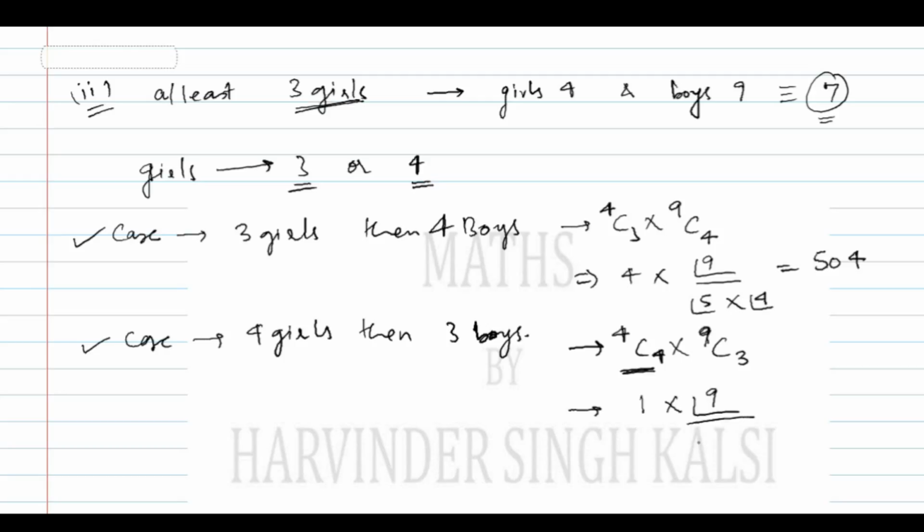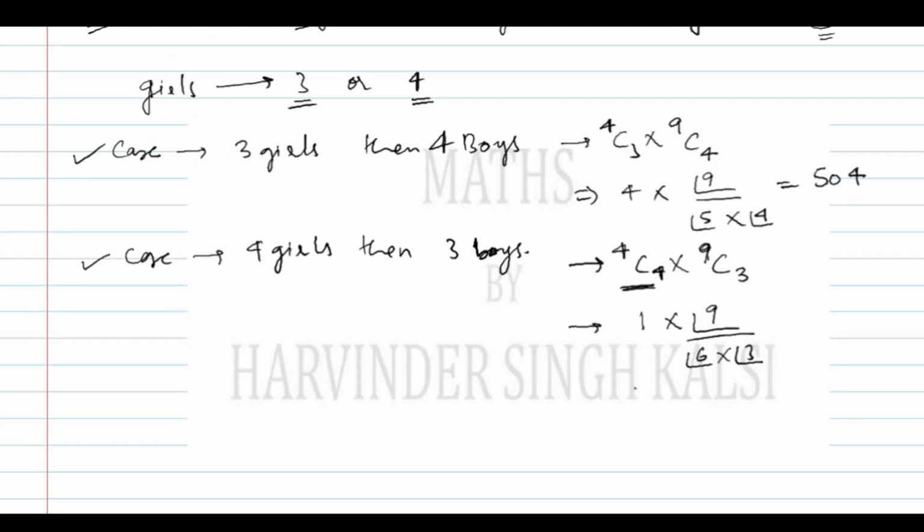9C3 is equal to 9 factorial upon 6 factorial into 3 factorial. So this would be equal to 9 into 8 into 7 into 6 factorial. 6 factorial in the denominator is going to cancel out. 3 factorial is going to become 6. 3 3s are 9, 2 is left, 4. So this will be equal to how much? 12 7s are 84. So the total number of ways of selection would be equal to 588.